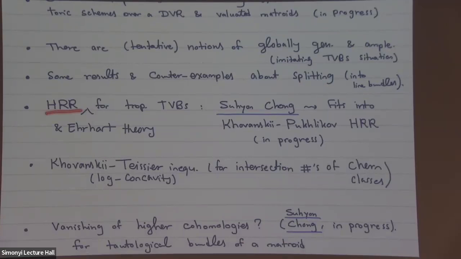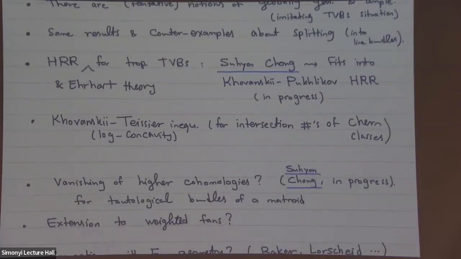And Hirzebruch-Riemann-Roch, I was curious if there is a Hirzebruch-Riemann-Roch, and actually there is. My student Suyan Chan, I'm happy to have a Korean student working on matroids, basically verified that the general Khovanskii-Pukhlikov Hirzebruch-Riemann-Roch for convex chains, this Hirzebruch-Riemann-Roch for the tropical vector bundle, fits into their general theory, and Ehrhart theory, and all fits into the Khovanskii-Pukhlikov general theory. This is in progress, it's still not out yet.